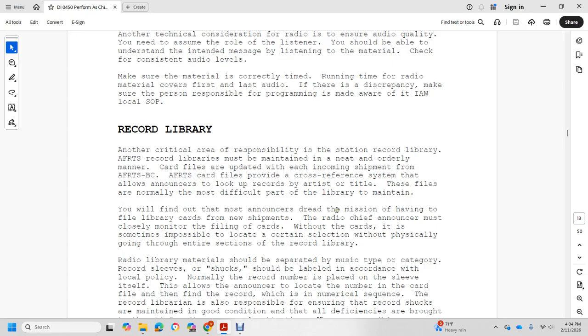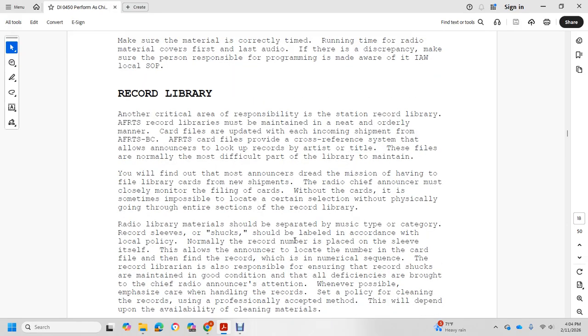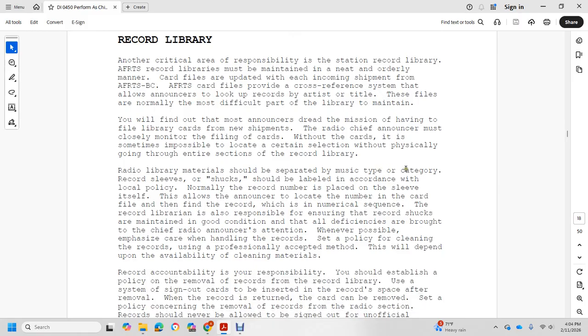You will find that most announcers dread the mission of filing library cards for a new shipment, so the chief of the radio announcers must closely monitor the filing of the cards. Without the cards, it is sometimes impossible to locate a certain selection without physically going through the entire record library. Radio library materials should be separated by music type and category. The record sleeves should be labeled in accordance with local policy, normally with the record number placed on the sleeve itself.